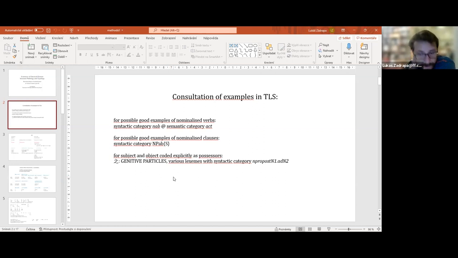Then I was trying to find examples where the given verb was nominalized, but the agent or patient of the original verb was coded as its possessor. It means, like Wang zhi xing, let us say, this is the king's behavior. So I tried to find these cases, for example, of the so-called object genitive and subject genitive in classical Chinese. One can search for this special function of zhi. I will show you immediately.